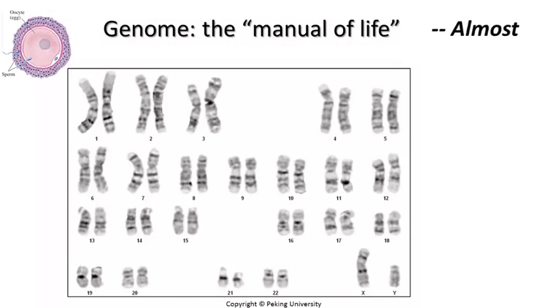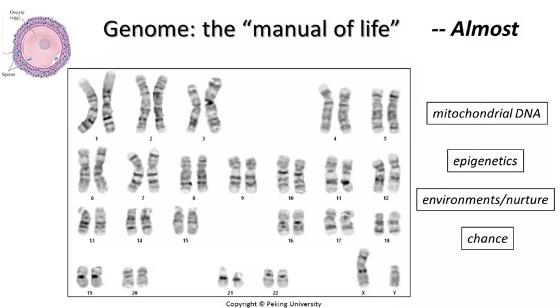Of course, this manual of life is not complete or absolute. Other than the nuclear genome, our mitochondria also contains DNA. Epigenetic information such as DNA methylation, histone modification, and nucleosome positioning is important for development. Environments and gene-environment interactions shape us as we grow. The stochastic events during development also play a role. However, it is undeniable that our genome encodes many secrets of our lives.